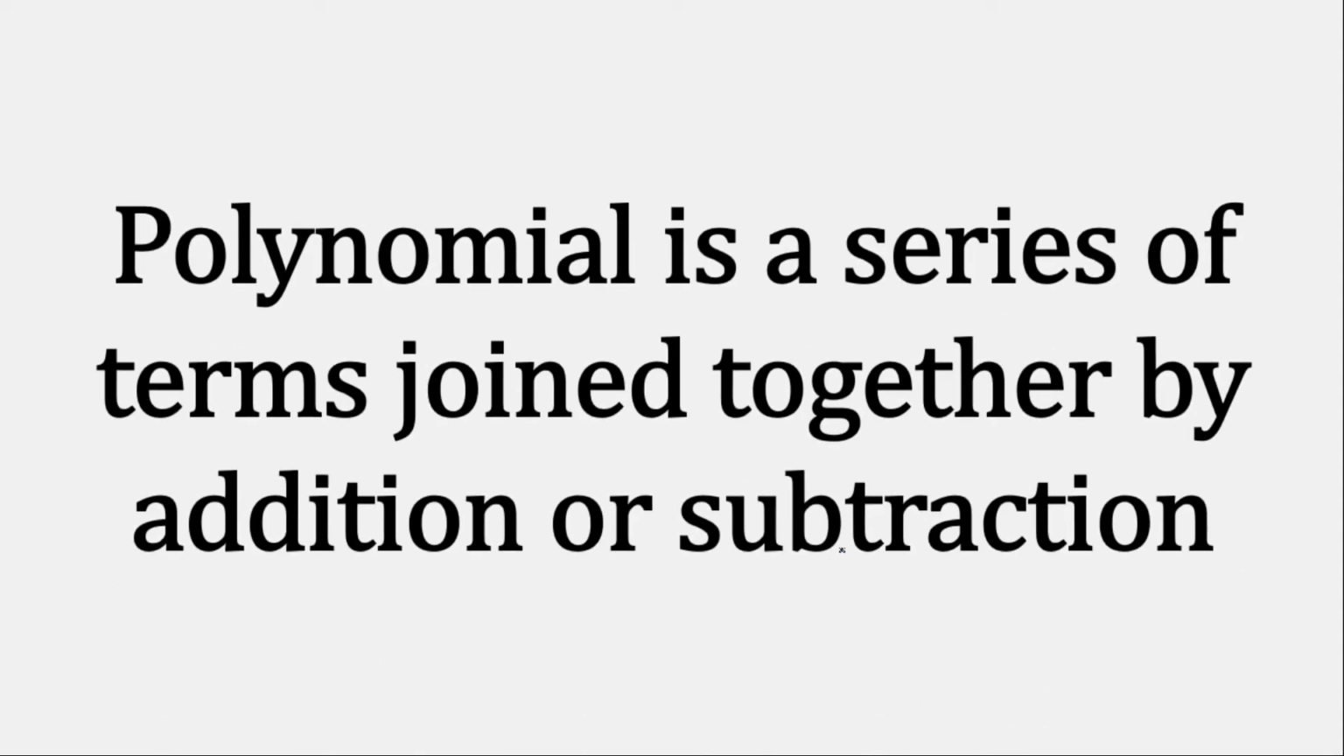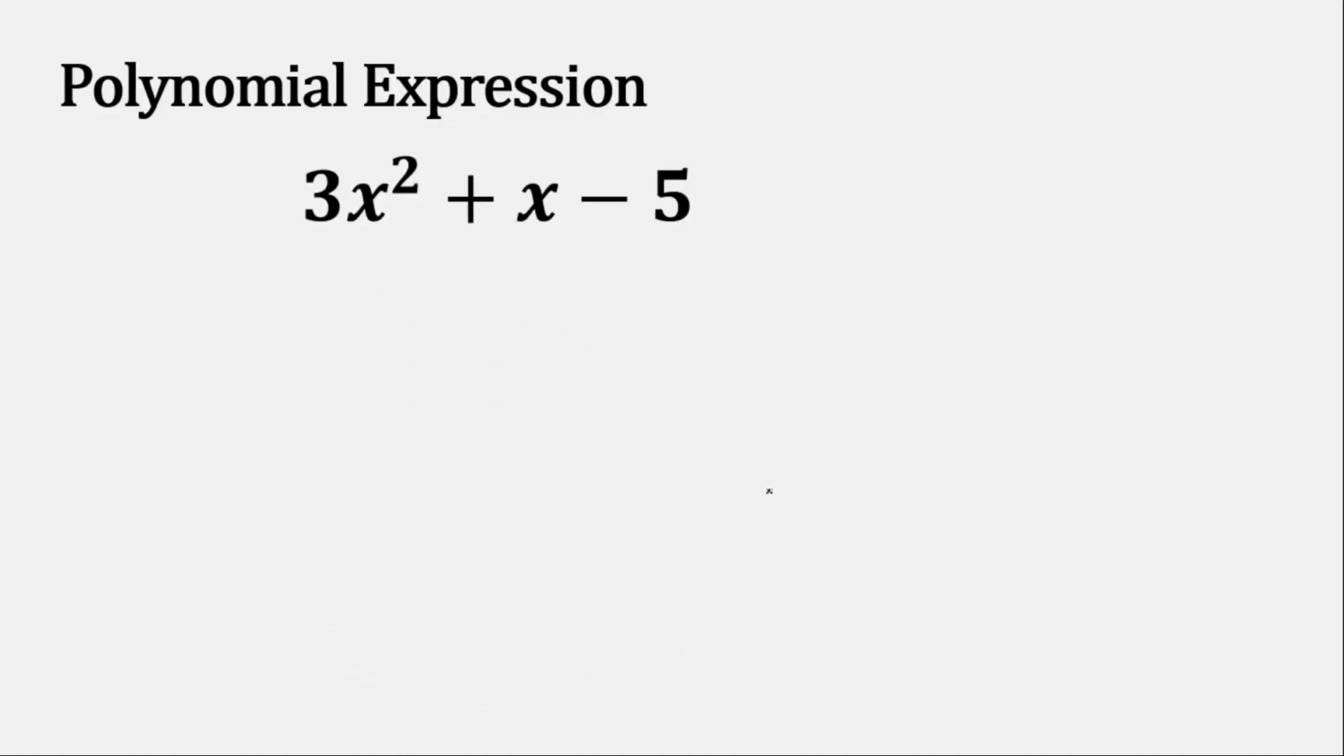Now we have defined a polynomial in a very basic way. A polynomial is a series of terms joined together by addition or subtraction. Now check if this example is a polynomial. We can see that 3x squared contains a number and a variable that is raised to a power, so we can consider this a term. But how about x? Does it have a number with it?